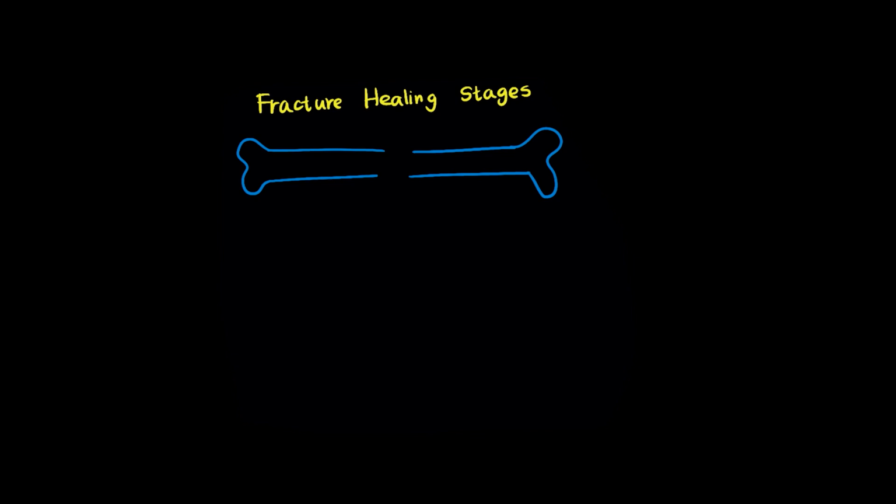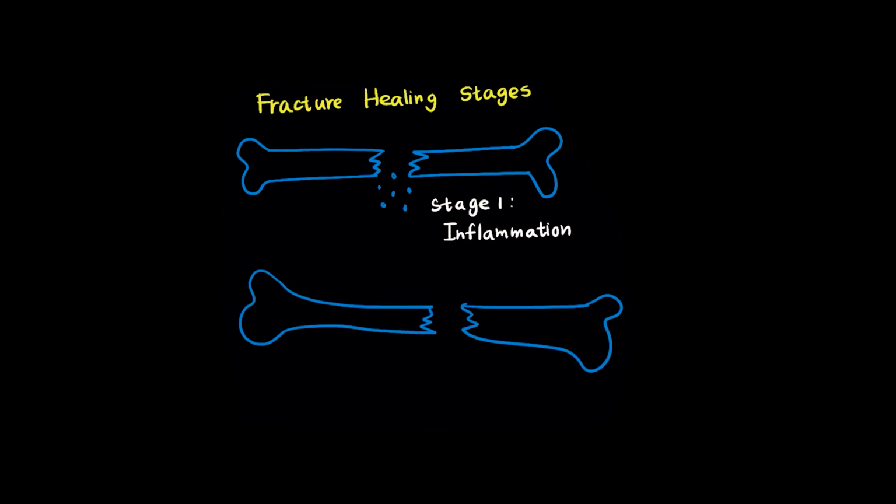To really understand fracture healing, let's explore the critical second stage called granulation tissue formation. After a bone breaks, the body initiates an amazing repair process that unfolds in distinct stages. The first stage is inflammation, where blood pools at the fracture site forming a hematoma, and white blood cells rush in to clean up debris. But the real bridge building happens in stage 2, granulation tissue formation.